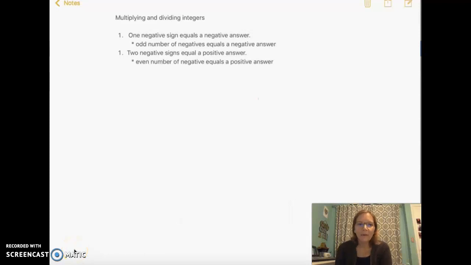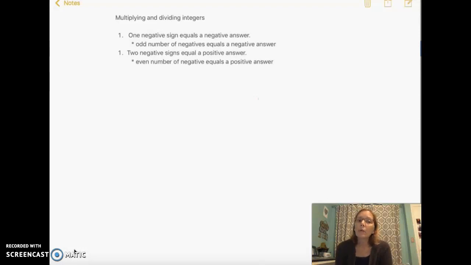Hey guys, today we're going to talk about multiplying and dividing integers. On the screen is just a brief summary of the notes that you should have already seen in the Google Doc that I made for you called Multiplying and Dividing Integers. So I'm going to briefly go over the rules and then we're going to do some examples together.